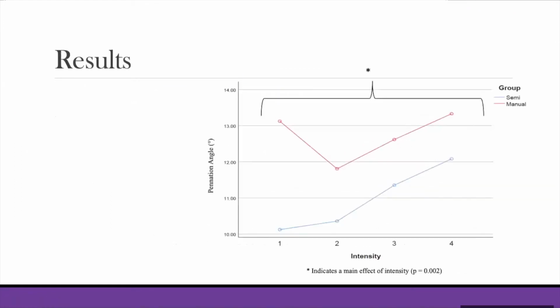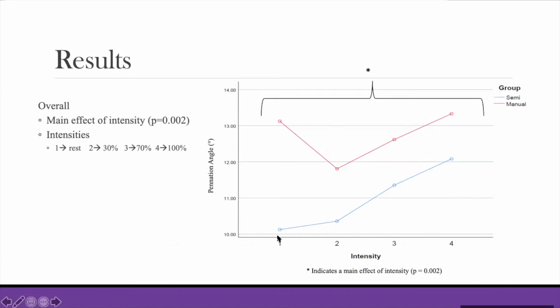It automatically gives you an average pronation angle for that muscle at that intensity. So what happened was, as you can see on the graph, overall, there was a main effect of intensity, meaning that the intensity did matter and was significant overall as pronation angles changed with the intensity, with 1 being rest and 4 being MVC. Here we can see on the graph that as the intensity increases, the pronation angle changes.